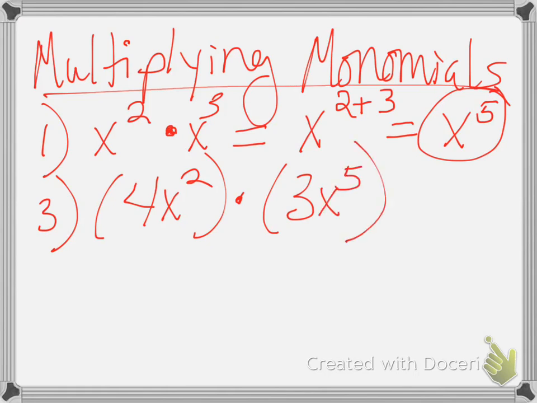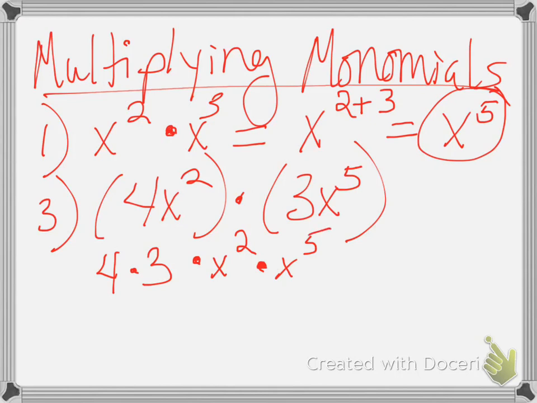Okay, so the first thing it tells us to do on our sheets is to multiply coefficients. So here's what I'm going to do: I'm going to break this down. I'm going to put all my numbers together and all my exponents together because multiplication is what class? Commutative. So you don't have to worry about whether or not it's okay to rearrange it. It's always okay. All right, so I have 4 times 3. There's my coefficients. And then x squared times x to the 5th.